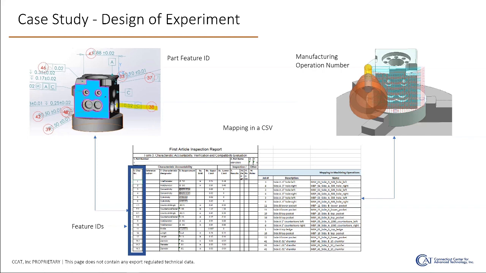And then a mapping file that maps the manufacturing operation number back to the feature ID. The reason we needed this is because a particular machining operation can produce more than one feature ID. So for example, the top pocket, it's a circular machining path, but we're actually generating a diameter feature ID and a depth feature ID. So the mapping file gets us back ultimately to the feature ID.